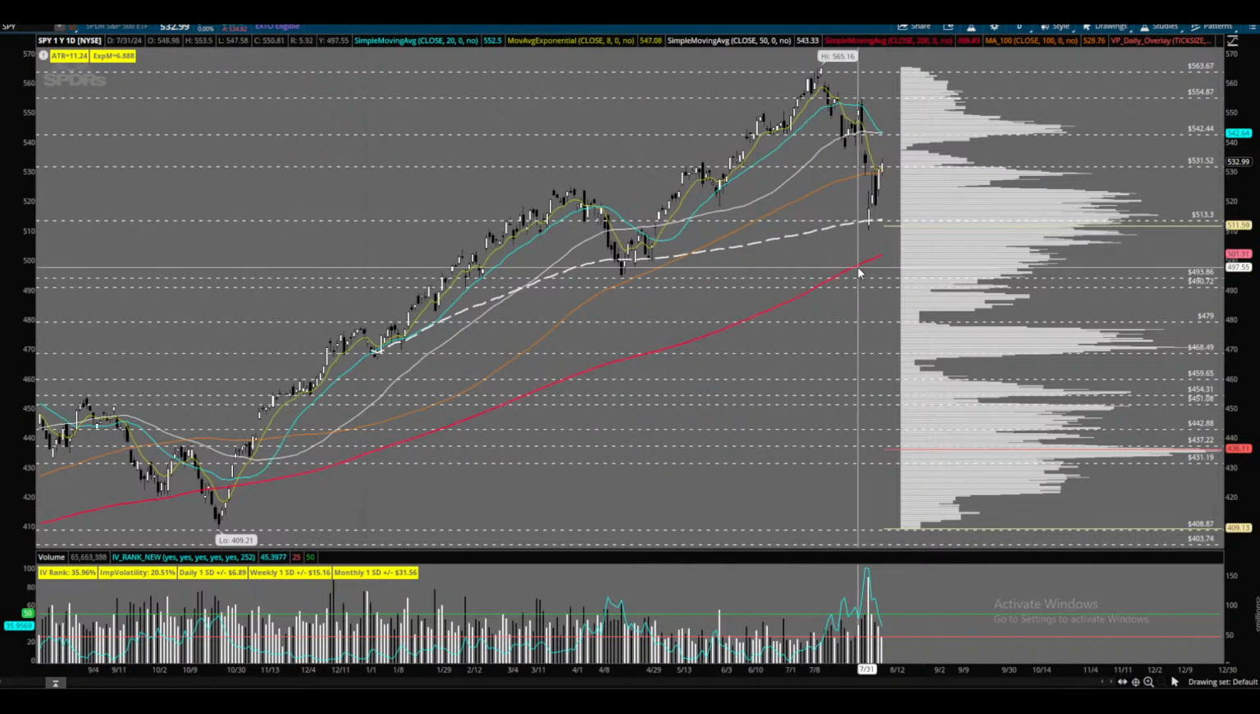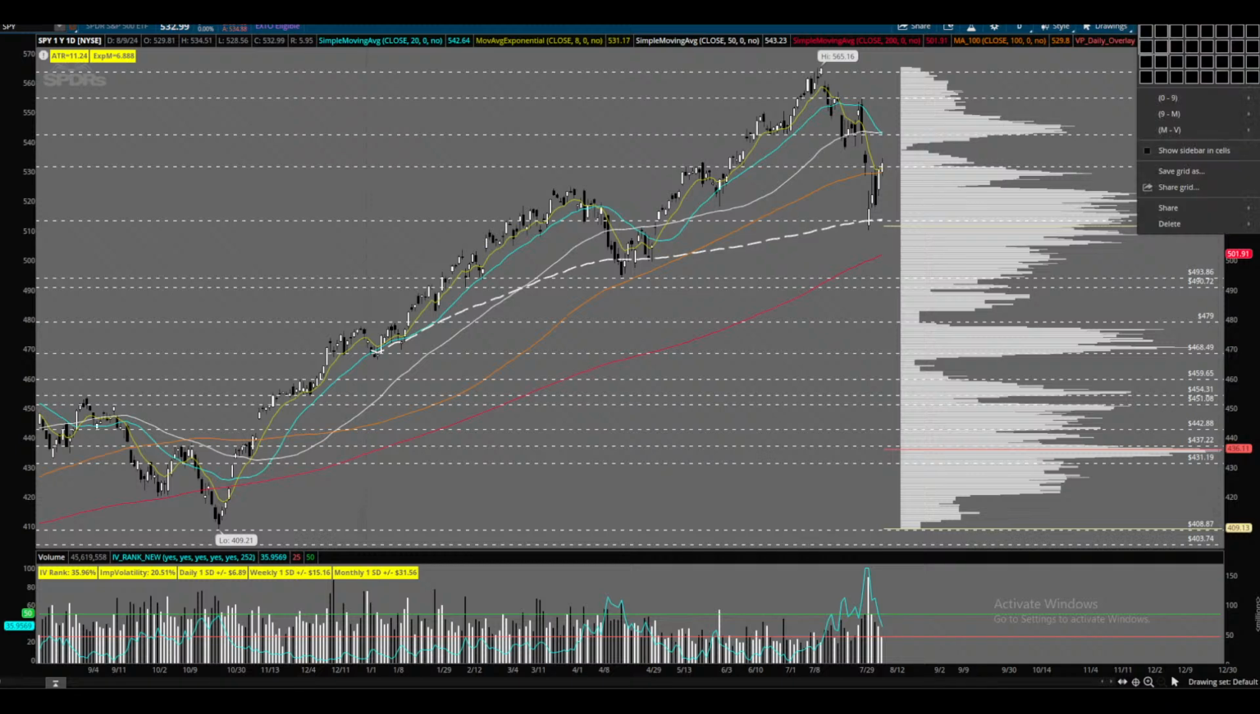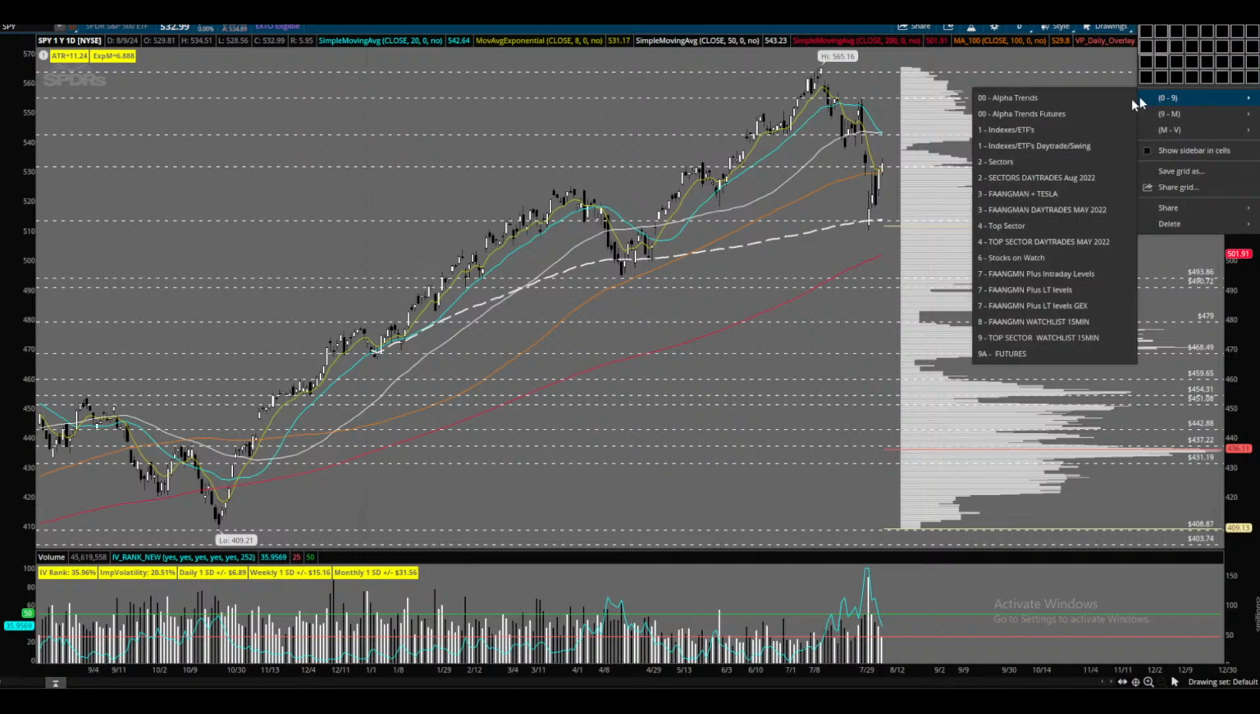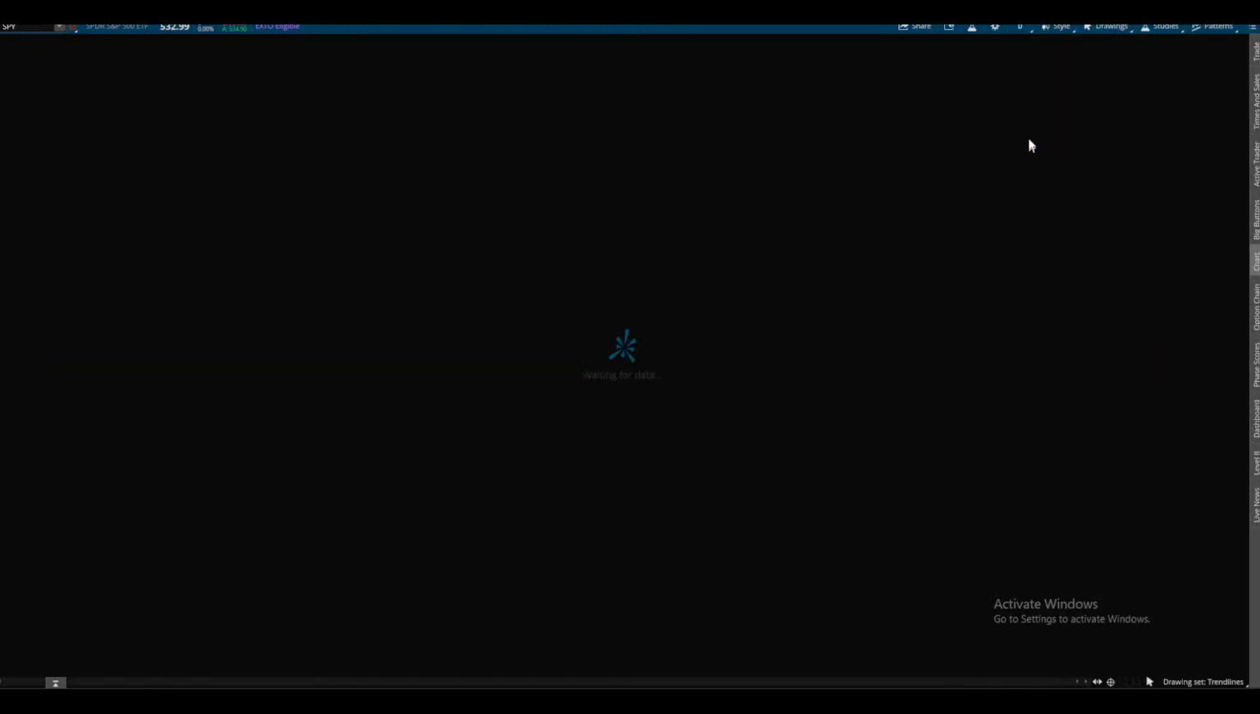If we lose that level, which is around 514, that is probably where a real market correction will happen. You have the 200-day moving average. We didn't touch it. I just wanted to bring that to your attention. I think that's very important to have on your charts. Very, very important. So I'm going to bring us back here.